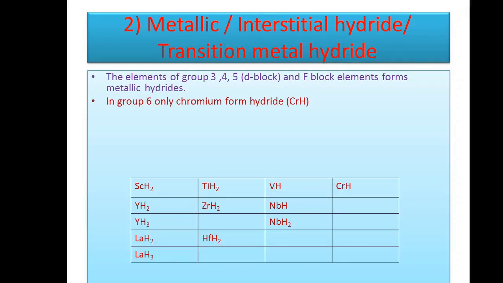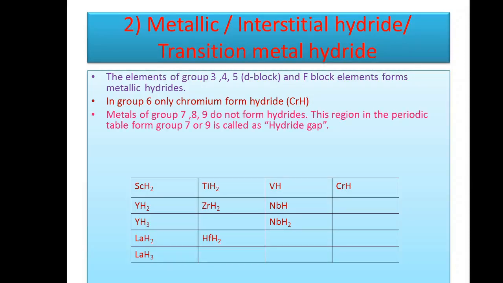In group 6, only chromium forms a hydride. Other elements do not form a metallic or interstitial transition metal hydride. So the metals of groups 7, 8, 9 do not form hydrides. This region in the periodic table, groups 7, 8, 9, is called the hydride gap because groups 7, 8, 9 do not form hydrides.